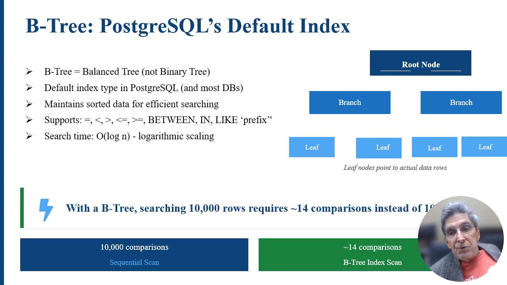Well, what's the key performance metric to understand? The B-tree search time is in the order of the log of n, where n is the number of records. So that means it's a logarithmic scaling. So look at the comparison on this slide. With a sequential scan, searching 10,000 rows requires 10,000 comparisons in the worst case. But with a B-tree index, that same search requires roughly 14. That's because log base 2 of 10,000 is approximately 13.3. Well, that's an enormous difference. And it only grows as the data gets much larger. For 1,000,000 rows, a sequential scan needs 1,000,000 comparisons, while a B-tree needs only about 20.